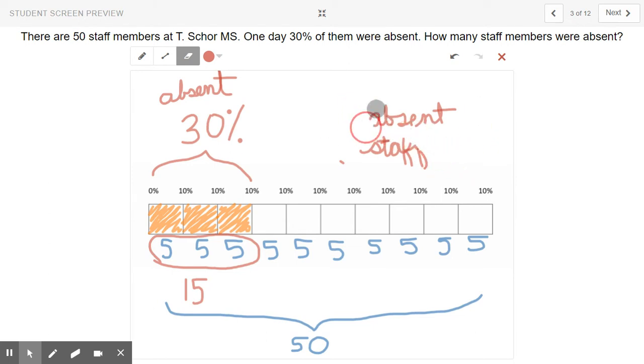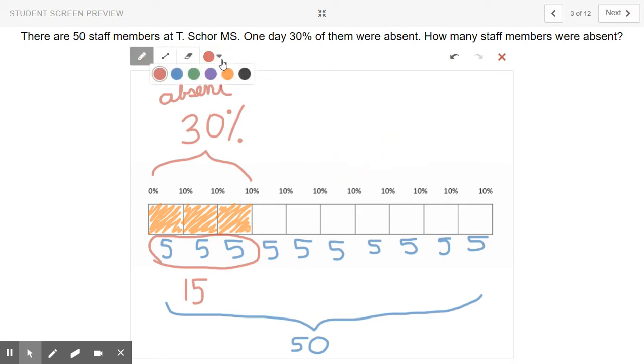If the question asked, 30% were absent, how many staff members were present? You can use a percent model to figure that out. To figure out how many staff members were present, you would look at the unshaded part. The orange part is the staff members that are absent. The rest are the staff members that are not absent. So 1, 2, 3, 4, 5, 6, 7. 7 times 5 is 35 staff members were present.